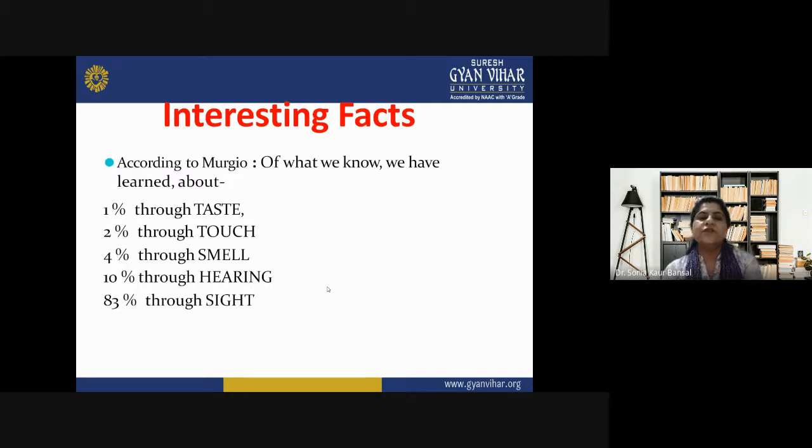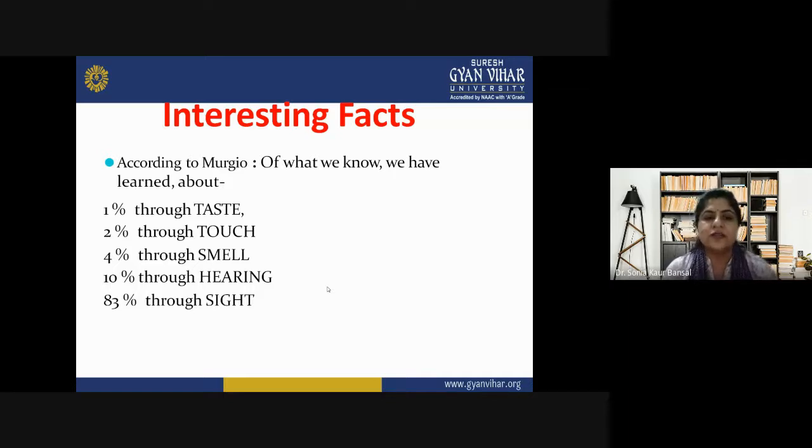Now, some interesting facts, students, I'm sharing with you. According to Murgio, a famous scholar, of what we know, we have learned about 1% through taste, 2% through touch. We are talking about sense organs, sensory organs, and how they react when we are learning. So 1% we learn from taste, 2% through touch, 4% through smell, 10% through hearing, and 83% through sight. So what we see, we learn better.